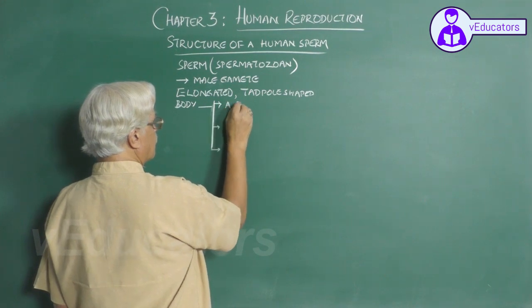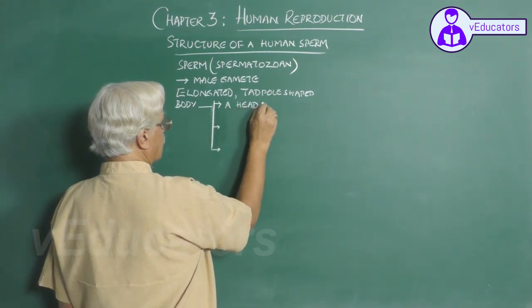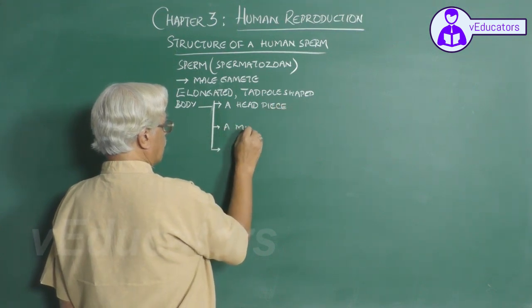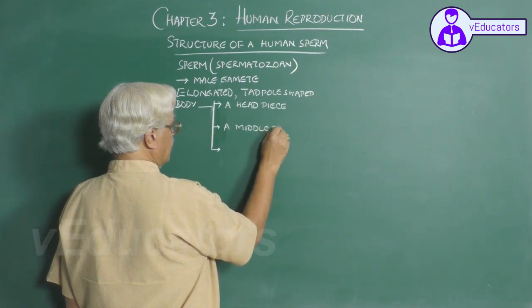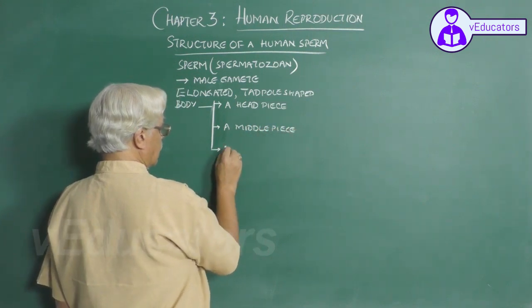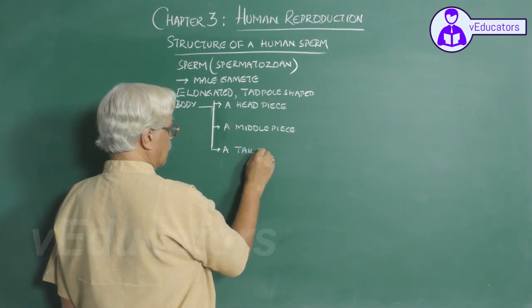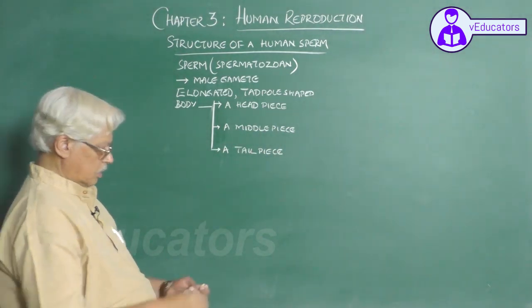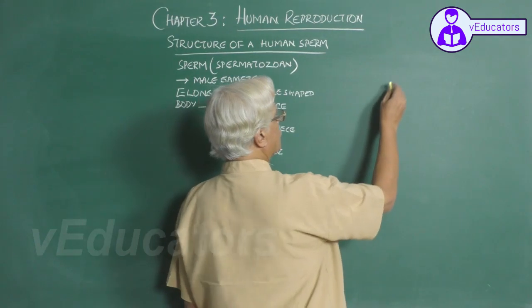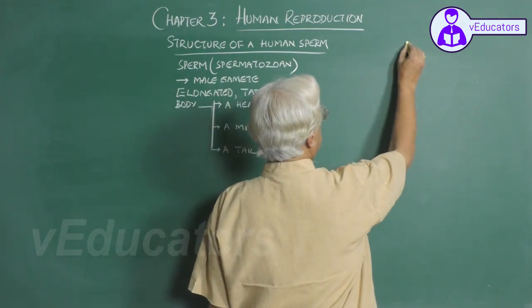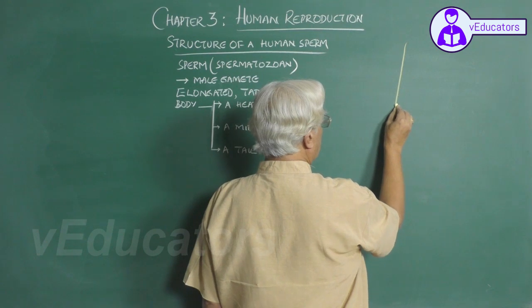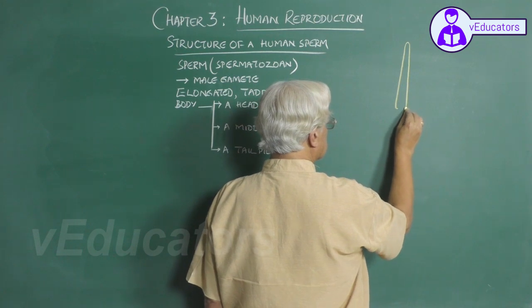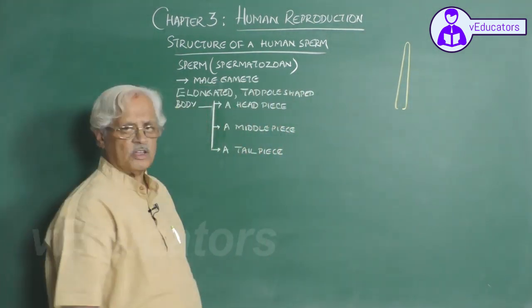There is a headpiece, a middle piece, and a tail piece. Headpiece is an elongated conical structure.